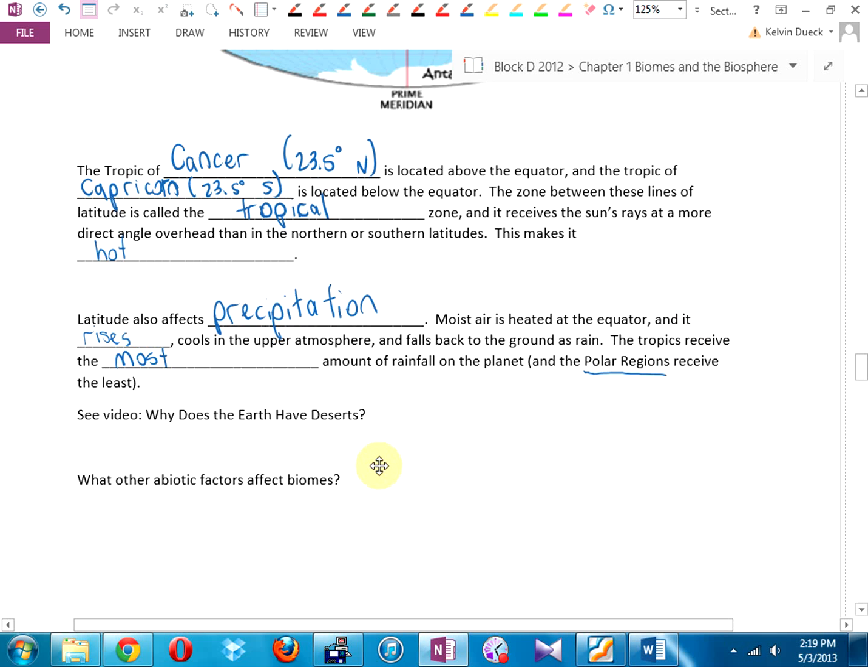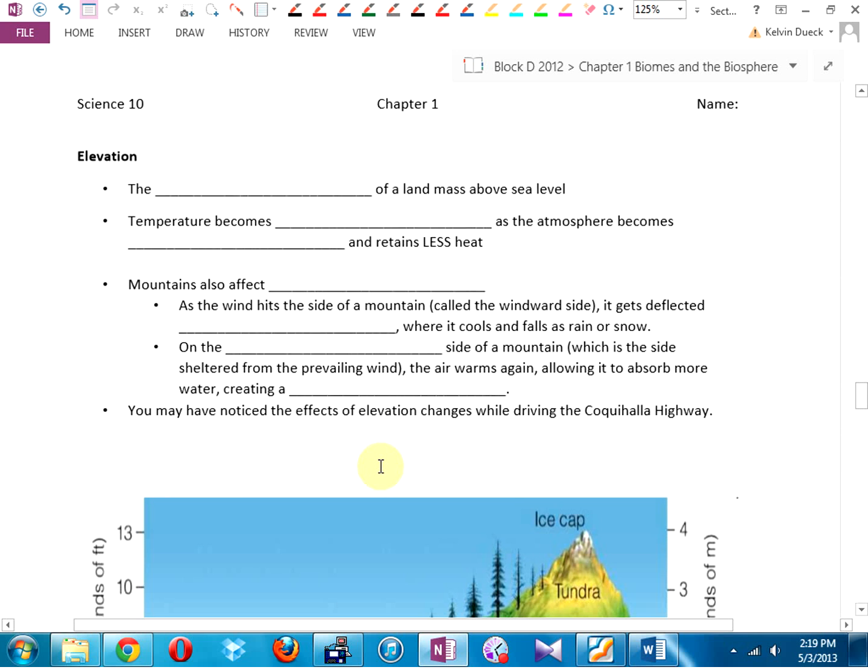What other abiotic factors affect biomes? Well, next page, elevation. So I told you that I did my student teaching for 3 weeks in Ecuador on the equator, but for 2 of those weeks, I was teaching in a city called Quito, which is the capital city of Ecuador. Beautiful city, and it's a spring day year-round there.